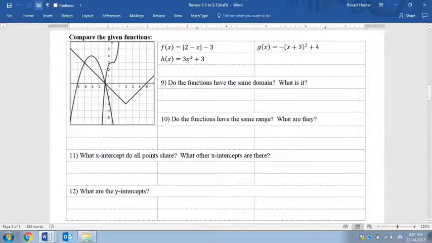All right, this is where we get to start comparing functions. First things first, I would label which one is which on these things. So this guy right here is my absolute value one because it's shaped like a V, and it's got those bars. So I'm going to label this f of x.